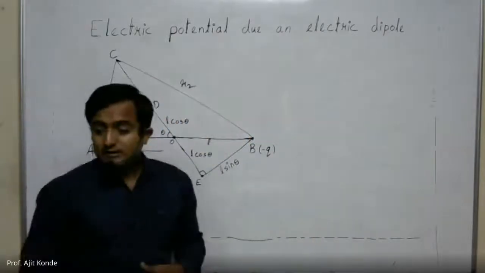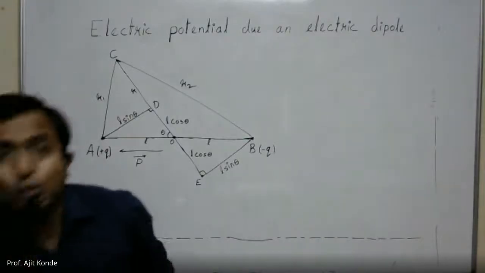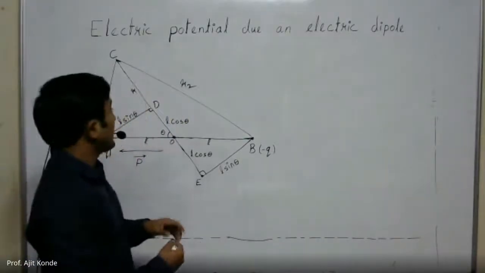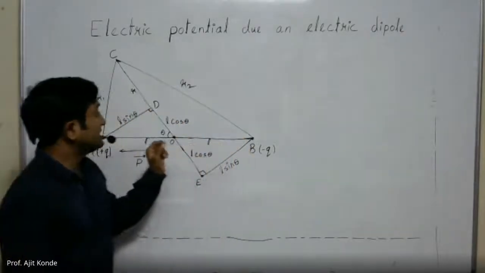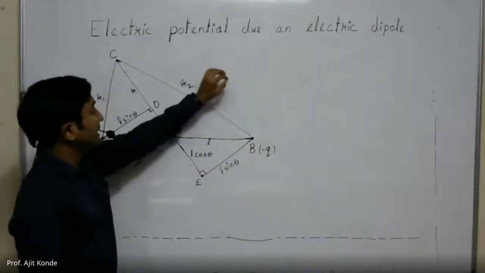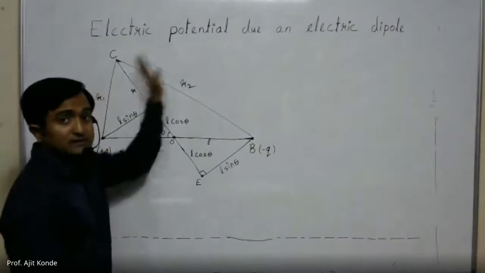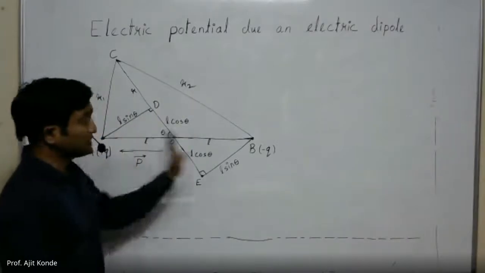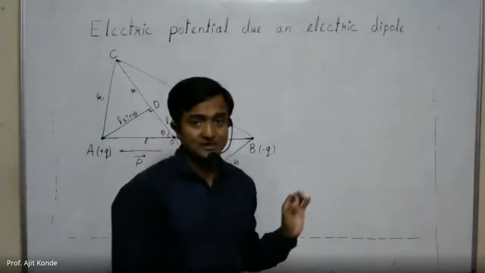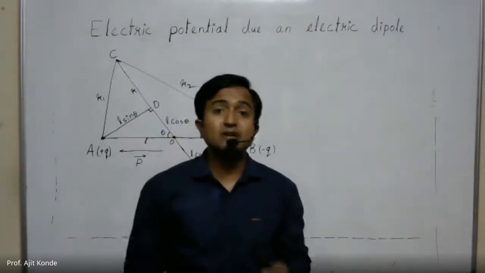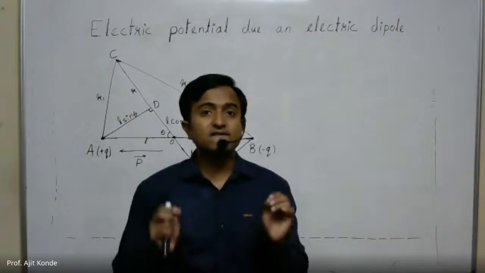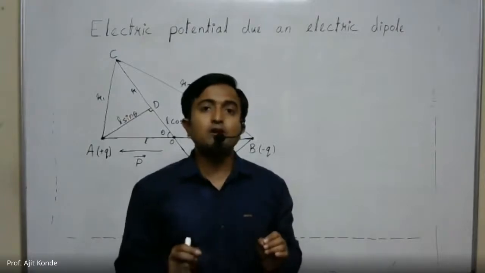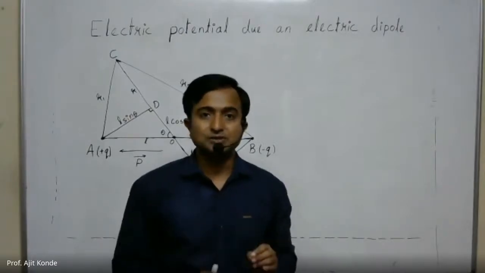Now since we have two charges at these two points, there will be a certain electric potential at every point in this system due to these two charges. And before that, I am telling you that this derivation is very, very important for board examination.